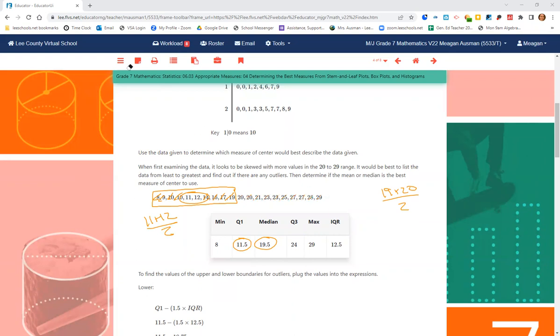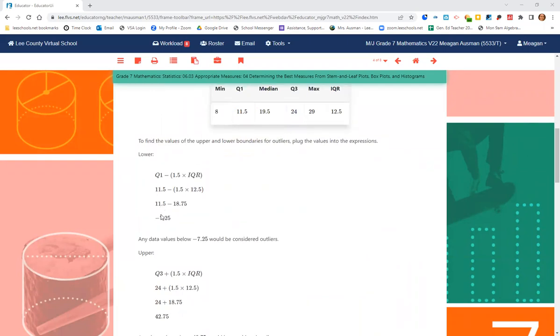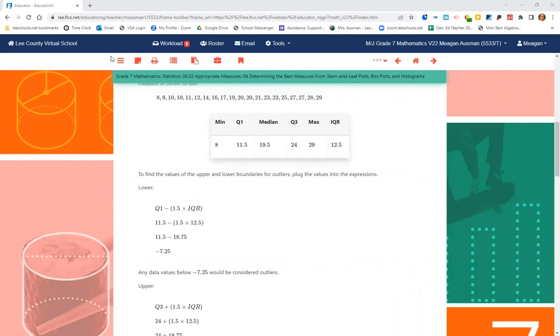Then we need to find our Q3. We're going to have the same problem. So we're going to do 23 plus 25 divided by 2, and we get 24. Our interquartile range is going to be 24 minus 11.5, which will give us 12.5. Now we can use the formula to find the upper and lower boundaries for outliers. So Q1 is 11.5.